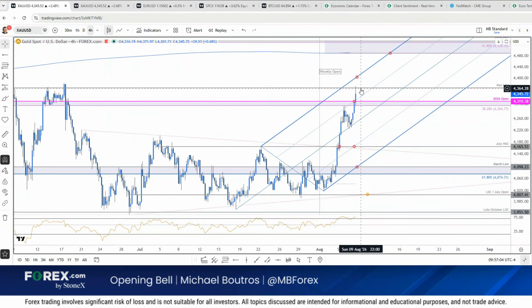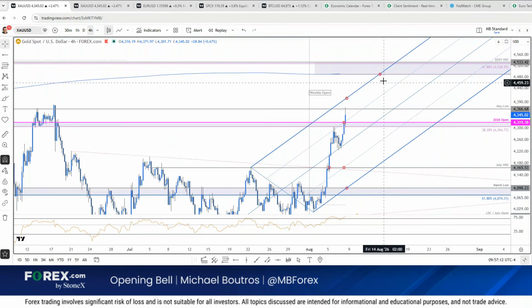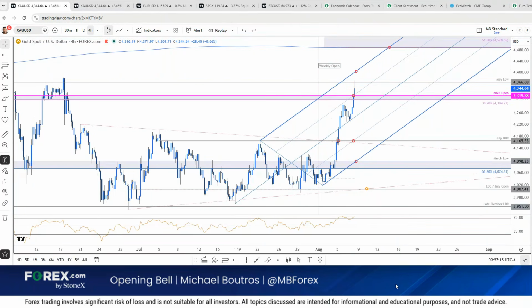Here's the first tag of lateral resistance. Want to see support here for heading higher. Next levels up are 44 and 44, basically 92 into 45.33. That's your next major key zone of resistance.